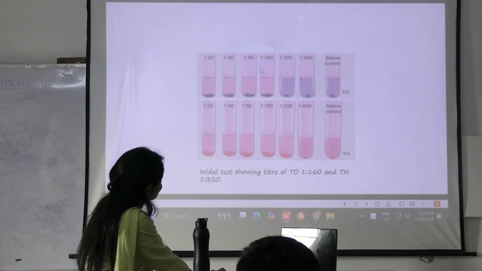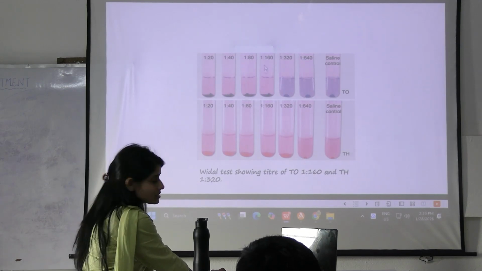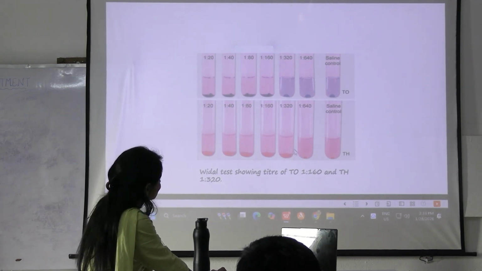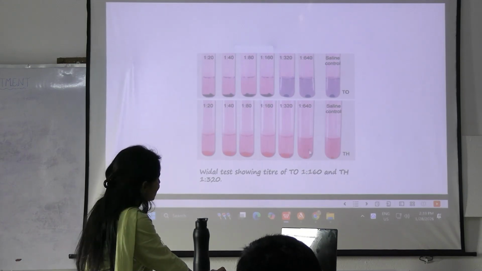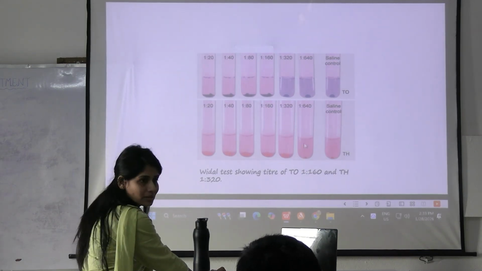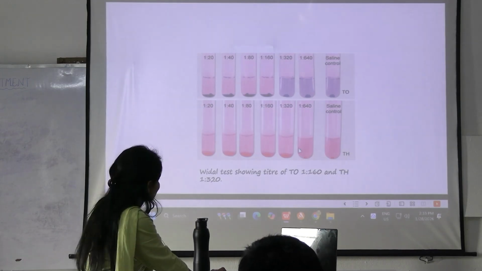Cottony woolly clumps. So can you see here, this is showing titer positive to 1:160, and here this is the positive finding, okay? If it's negative, it will look like this, okay?